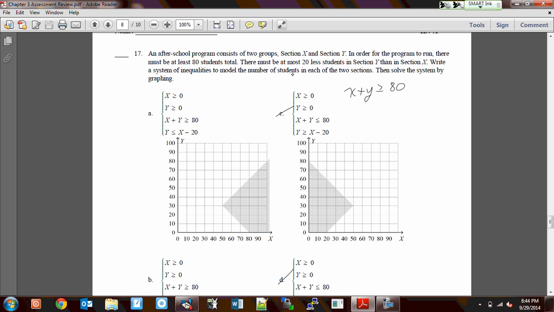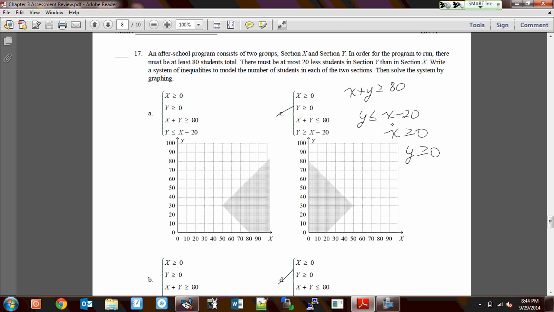It says there must be at most 20 less students in section Y. All right, there has to be at most 20 less students in section Y. So Y will have to be less than or equal to X minus 20 because at most there must be 20 less students. All right, so Y has to be less than or equal to X minus 20. And then of course, throw in these because you can't have a negative amount of students.